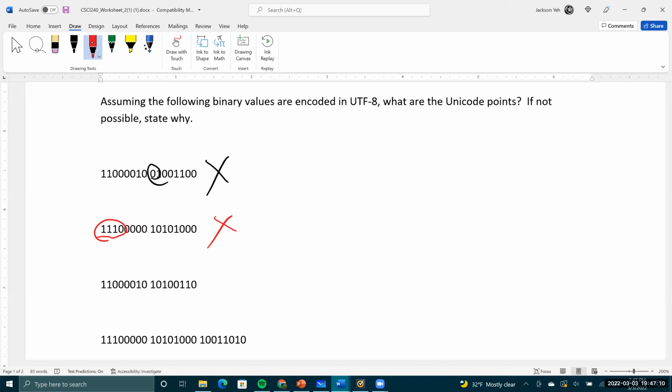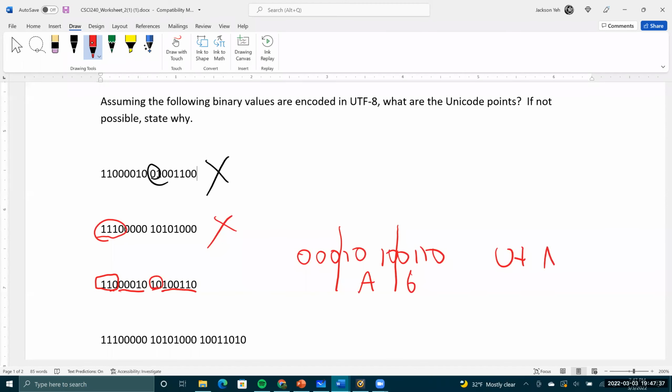Yes. Good. So what's the value? This is part of the template, right? So the value would be what's underlined. So it's 0, 0, 0, 1, 0, 1, 0, 0, 1, 1, 0. And you want to do groups of 4. So this is A6. So it's Unicode point A6.